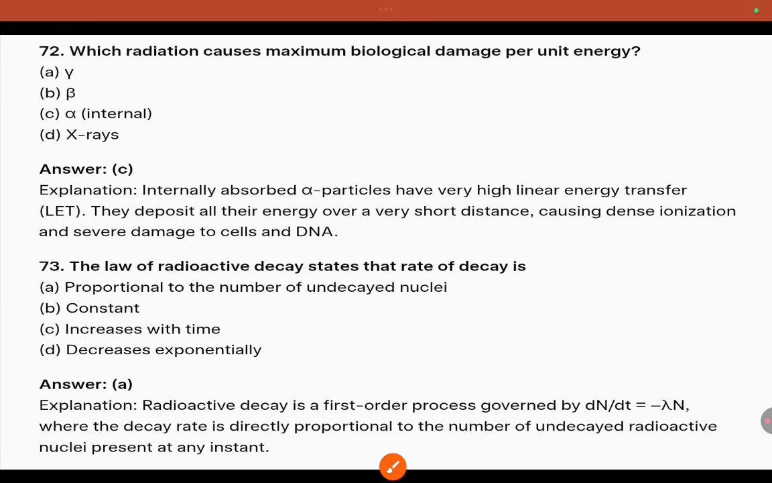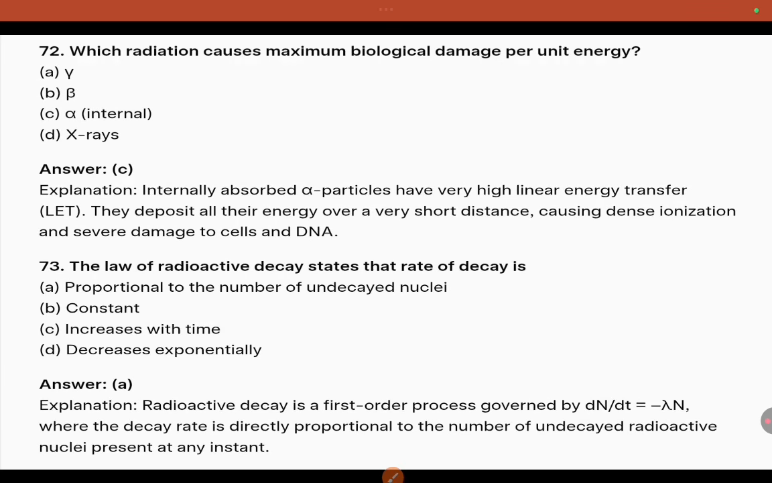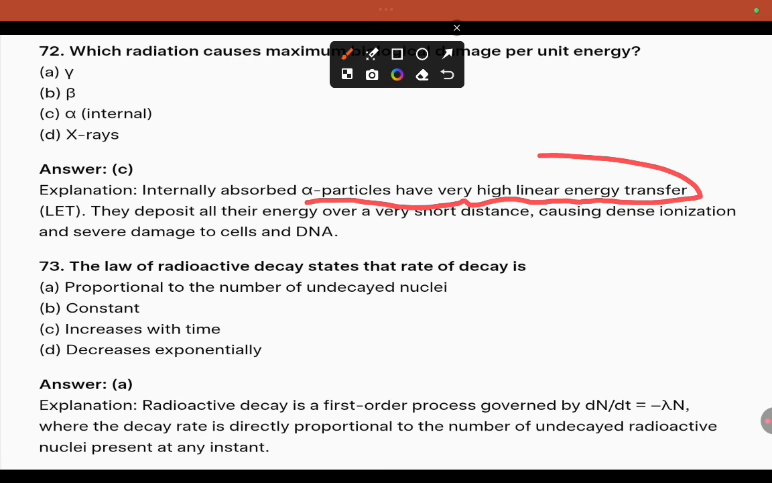72. Which radiation causes maximum biological damage per unit energy? So that is about alpha. Why? Internally absorbed alpha particles have very high linear energy transfer. They deposit all their energy over a very short distance, causing dense ionization and severe damage to cells and DNA. So that is about alpha.